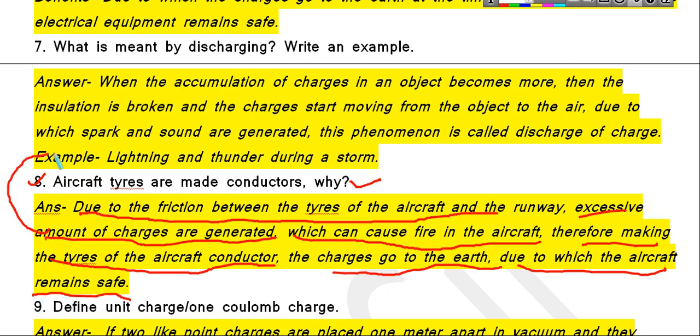Excess charge produces spark and sound when charge is accumulated more in the body, and due to discharging of charge, the aircraft can catch fire. So tires are made conductor, so the excess charge goes to the earth due to the sharing of charges with earth.